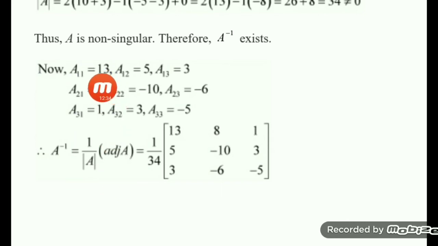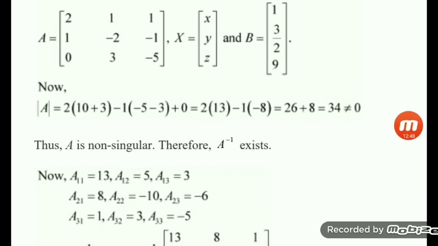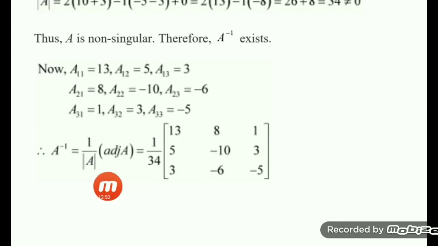Adjoint of A: your first column is 13, 5, 3, because these are the row positions. So when you take the transpose, these become the column positions. So the second column will be 8, minus 10, minus 6. Third column: 1, 3, minus 5. And as we have got the determinant value is 34, so this is the value of A inverse.